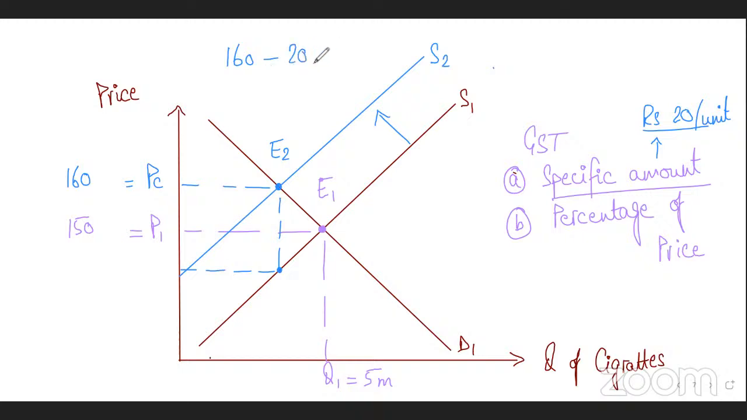Why? Because out of this, 20 has to go to the government, right? So technically, how much money actually goes into the producer's pocket? Did you get my point, students? So 140 rupees goes into the producer's pocket. So this is the amount of tax: 160 minus 140, the government is getting 20 rupees per packet. The government doesn't care who pays, right?